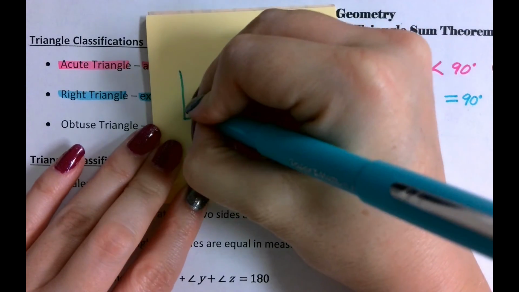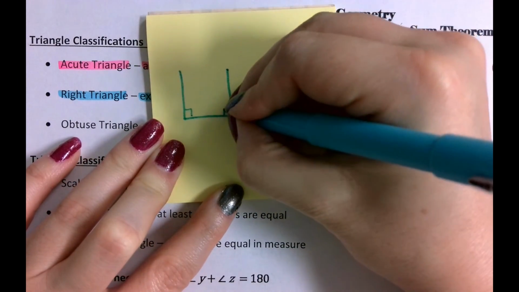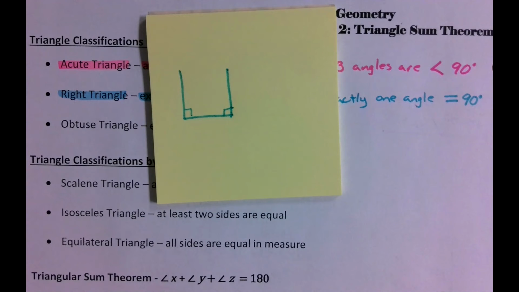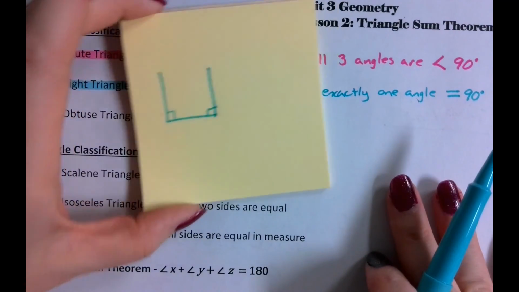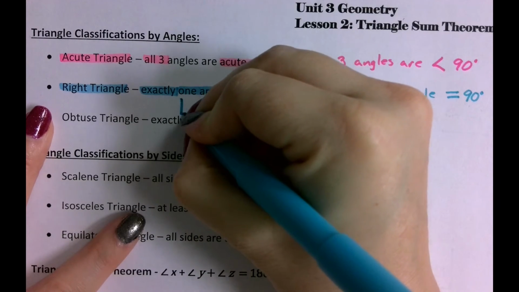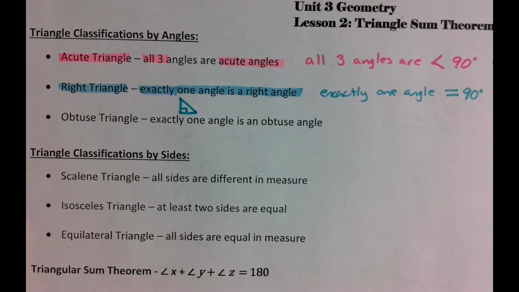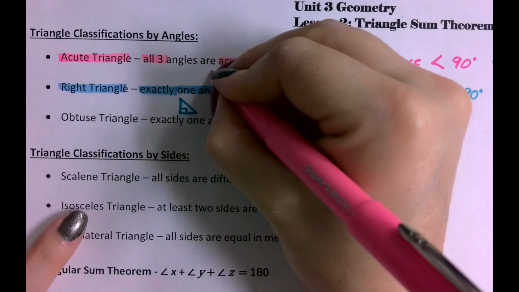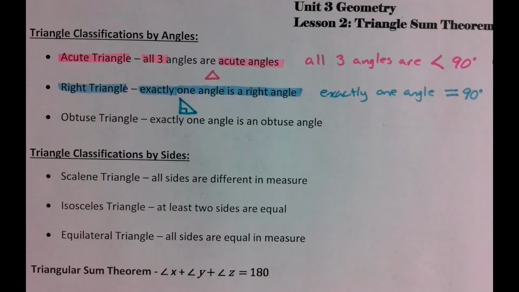Here's a 90-degree angle. So if I try to do another 90-degree angle, I cannot close it to make a triangle. It's impossible. With a triangle, you cannot have more than one 90-degree angle in it. Okay, so it'll look kind of like this. Your acute triangle has all three acute angles.